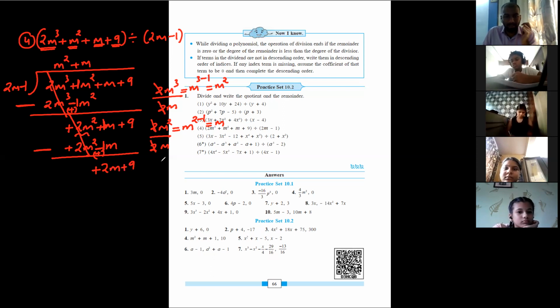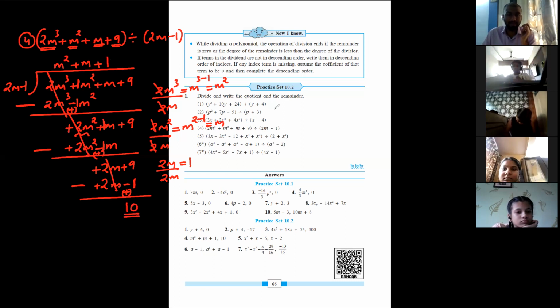Next, you have to eliminate 2m with the help of 2m. So 2m upon 2m is 1. Okay. So I'll write 1 over here, and I'll write 2m over here. So this part gets cancelled. Minus into plus is minus. 1 into 1 is 1. Again, I'll subtract. So the sign of minus 1 will change to plus 1. 9 plus 1 is 10. So 10 will be your remainder.